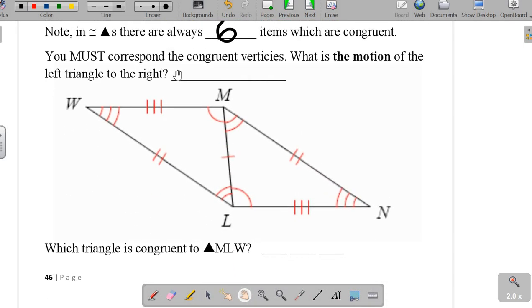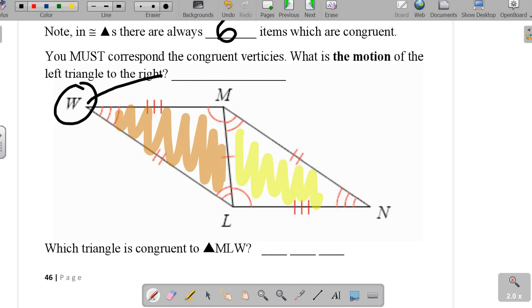You must correspond the congruent vertices. So what is the motion of the triangle from left to right? So the motion of this triangle compared to this triangle. If you look carefully, what's the motion? You see W rotated this way, so this is a rotation.